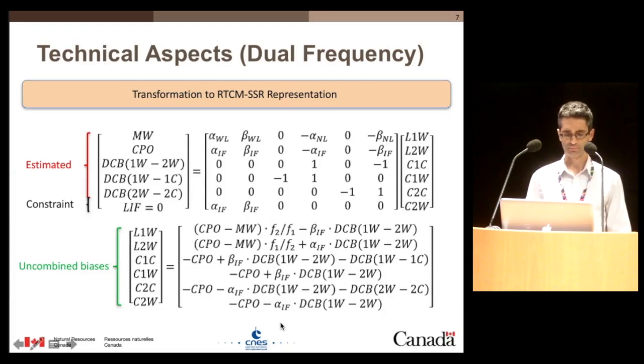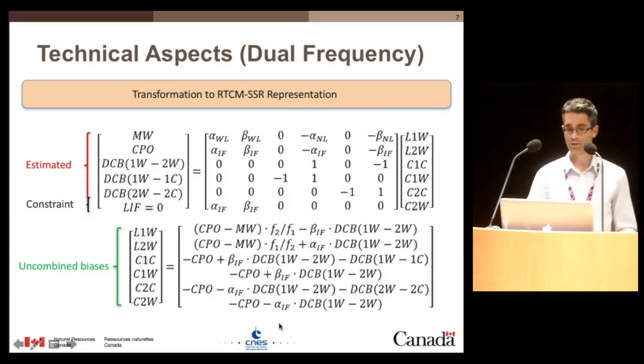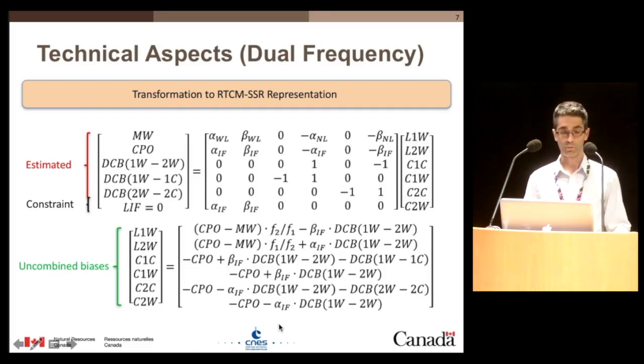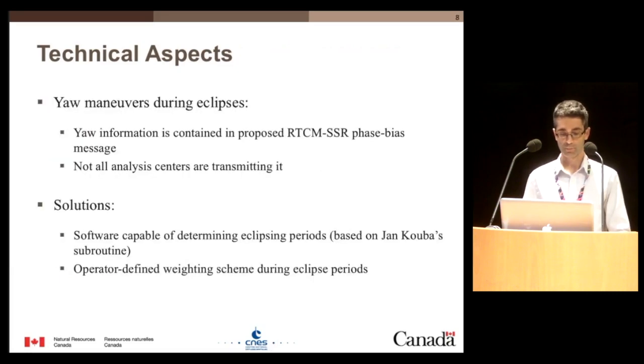This transformation can be summarized here. Basically, we have our estimated quantities, the Melbourne-Wübbena biases, the code phase offsets, and the DCBs, and we also add a constraint that the ionosphere-free phase biases are equal to zero. And by inverting the system, we can go back to the uncombined biases and re-encode this in the SSR message.